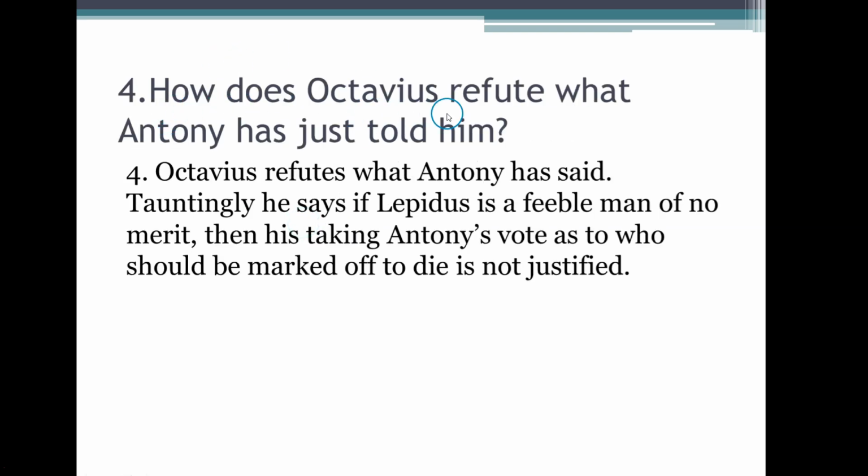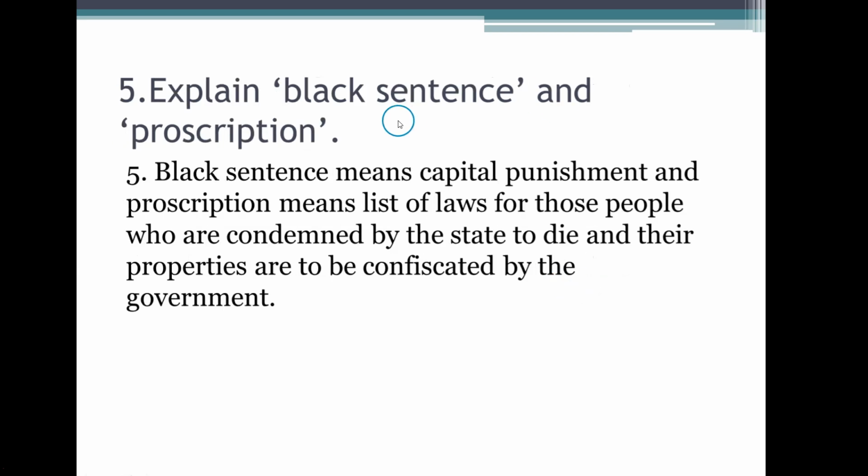Fourth question. How does Octavius refute what Antony has just told him? Octavius refutes what Antony has said tauntingly. He says, if Lepidus is a feeble man of no merit, then his taking Antony's vote as to who should be marked off to die is not justified. So here you can write, then his taking Antony's vote as to who should be marked off to die is not justified. This part you can take as keywords.